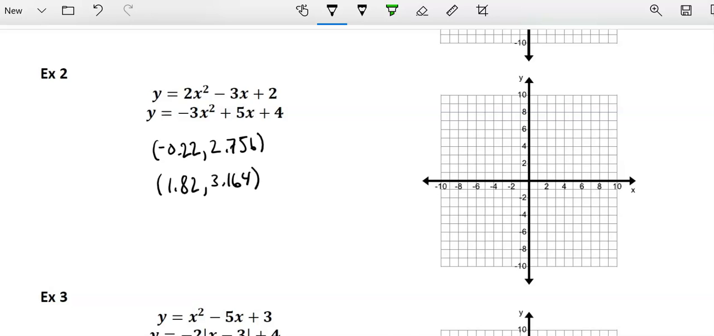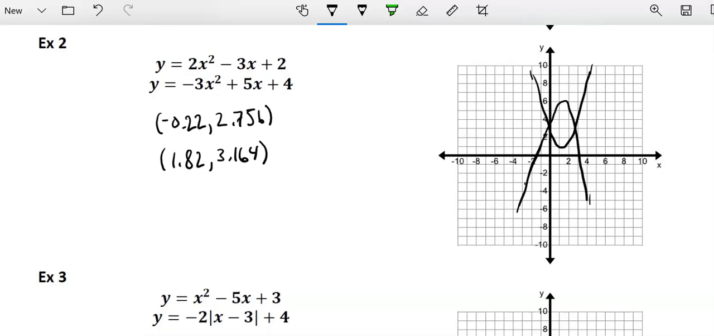So on this one, it sort of comes down and goes up like that, and the other one does something like that. And so there's the two parabolas. Those are the graphs of those two equations and their points of intersection.